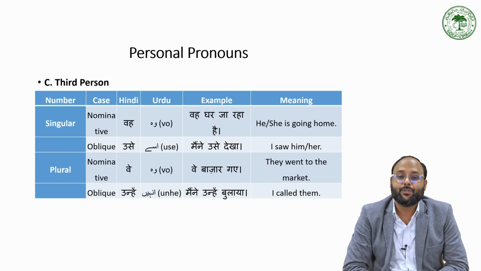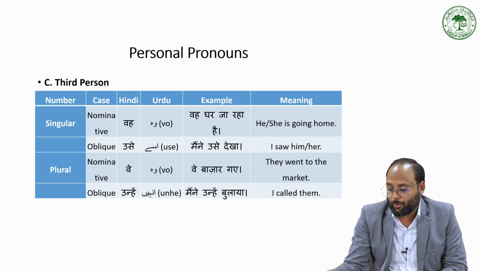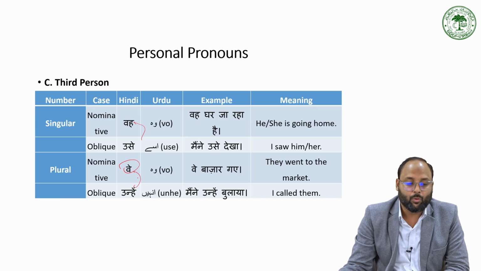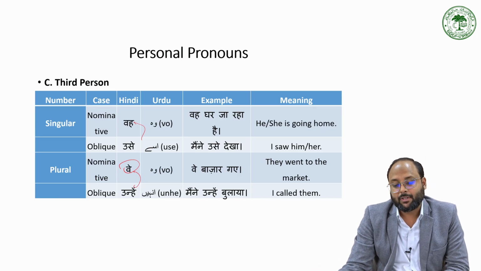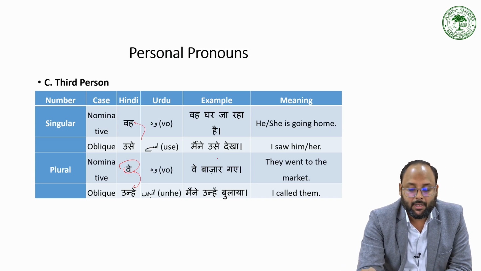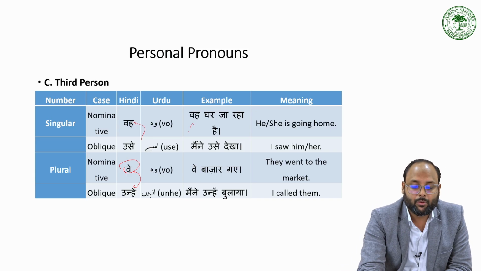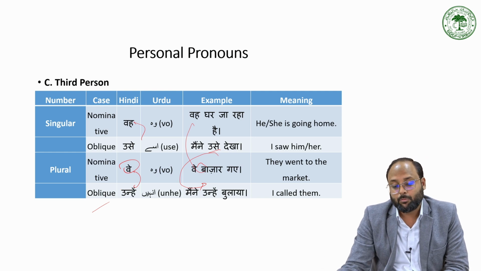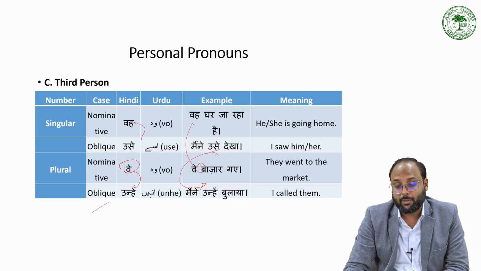For third person we are using वो for singular, and the oblique of वो is उसे, and for plural we are using वे, and वे changes into उन्हें. So that is for third person. Like वो घर जा रहा है becomes वे घर जा रहे हैं for plural. In the oblique, वो changes into उसे, मैंने उसे देखा, and in plural the oblique changes into उन्हें, मैंने उन्हें देखा. उन्हें is the plural and उसे is the singular in the oblique form.